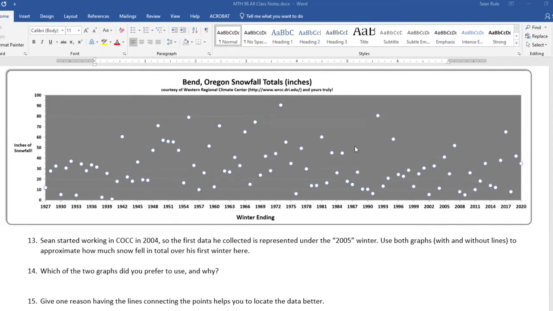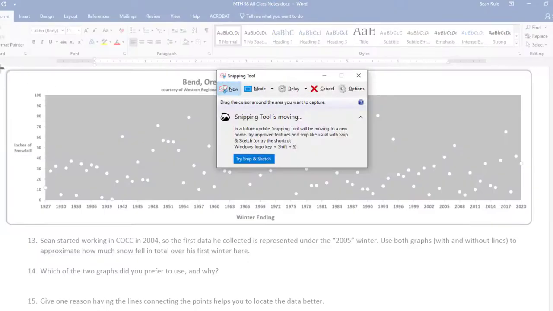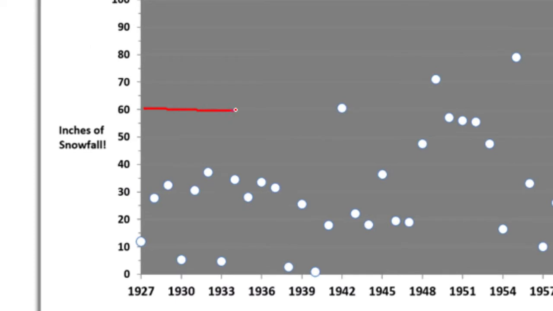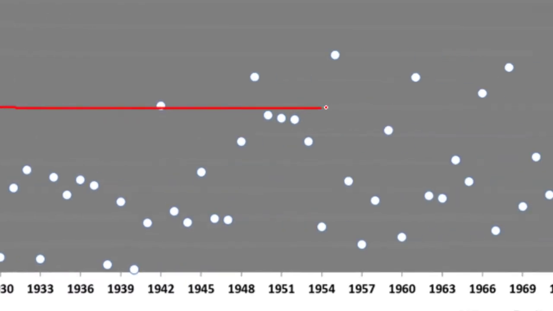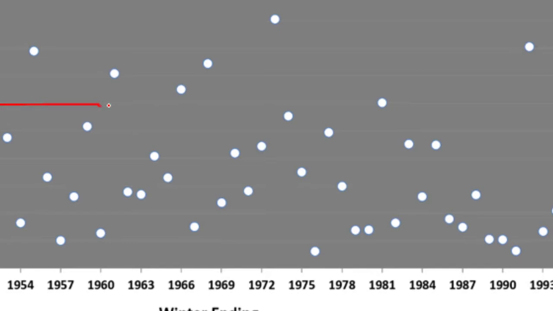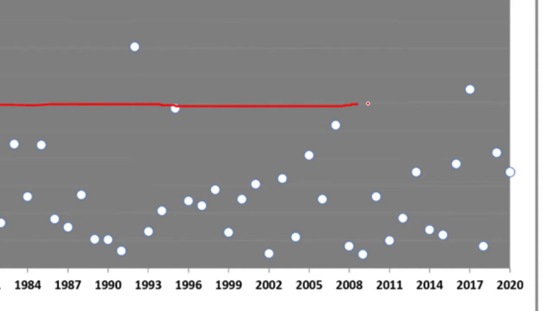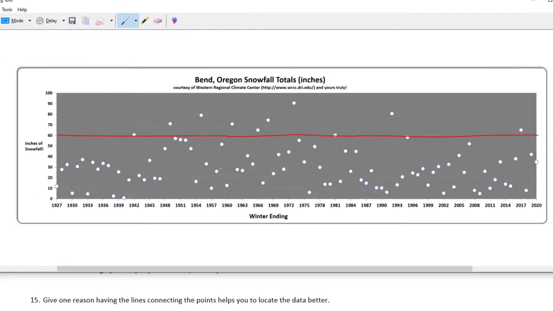I know there are 94 total years, and what I'm going to do is, I'm in Word, I'm going to take a snip of this graph, and let's see if I can draw a line across 60 like this. So I'm following that little horizontal line of 60. This is actually kind of fun. I'm enjoying this. There. So all these years down here are years that had 60 inches of snow or less. Now there's a lot of years down there.